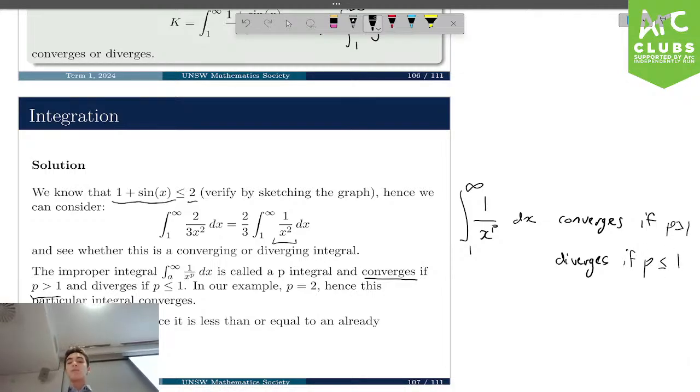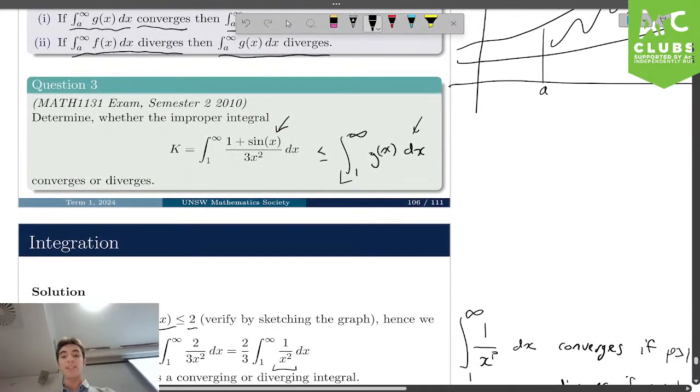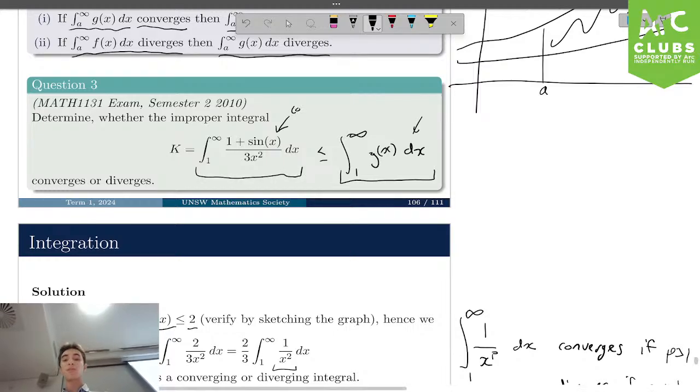And in our case, we do have a p-form integral, 1 over x squared. In this case, our p is 2, which is larger than 1, right? So our particular integral converges. So this integral that we found that's larger than our original integral converges. So this one must converge as well.